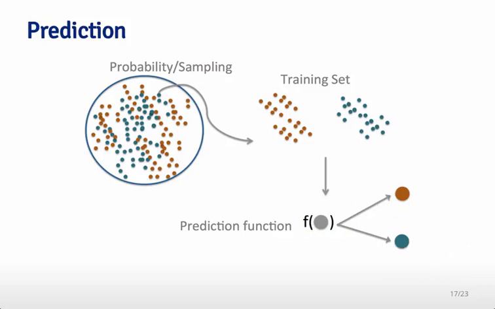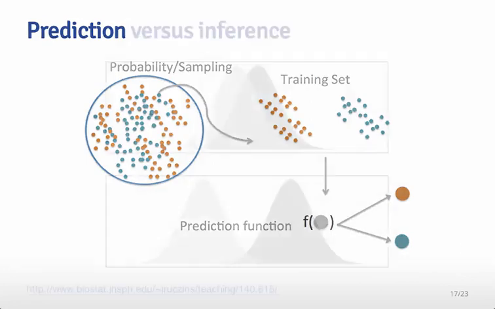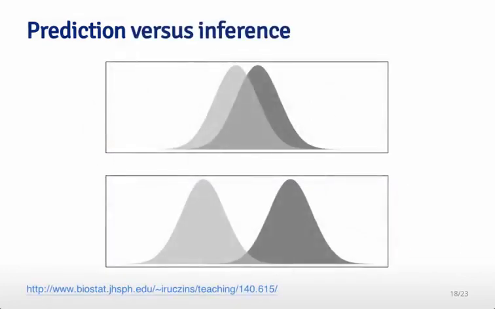So the idea here is that we still need to deal with probability and sampling and potential confounding variables because when we're building this prediction function, we want it to be highly accurate. Another issue that comes up is that prediction is slightly more challenging than inference. So for example, if you look at these two populations, the population for the light gray curve has a mean value about here, and the population for the dark gray curve has a mean value about here, if you look at the distribution of observations from these two populations.